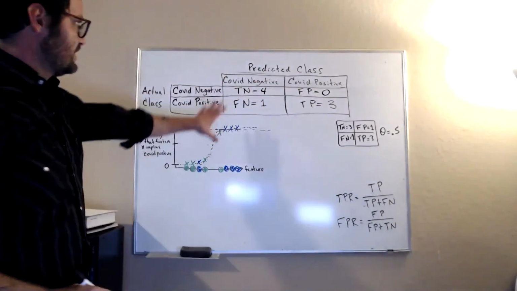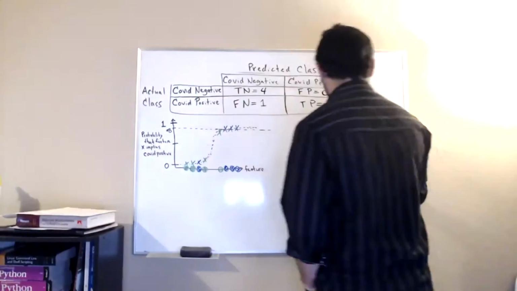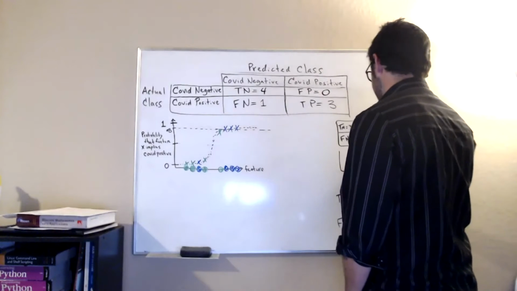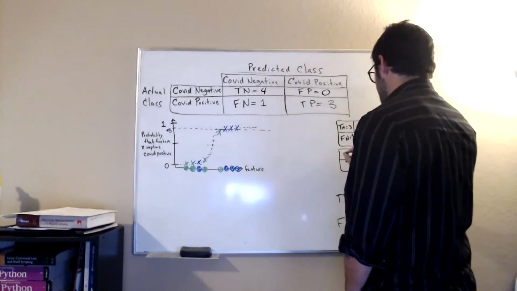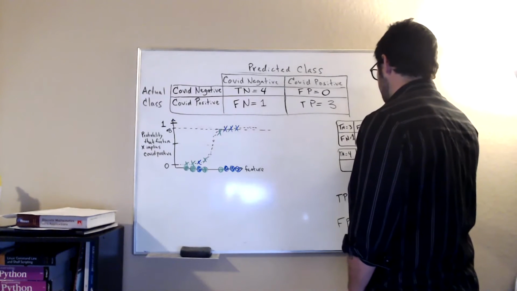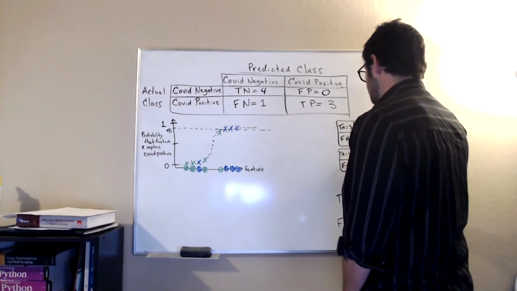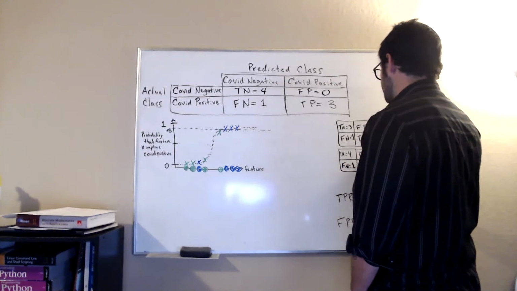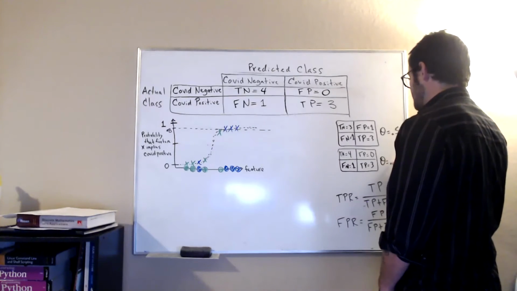So this was a different confusion matrix for a threshold of 0.8. So let's go ahead and write that down. True negative equals 4, false positive equals 0, false negative equals 1, true positive equals 3. And that was for a threshold of say 0.8.